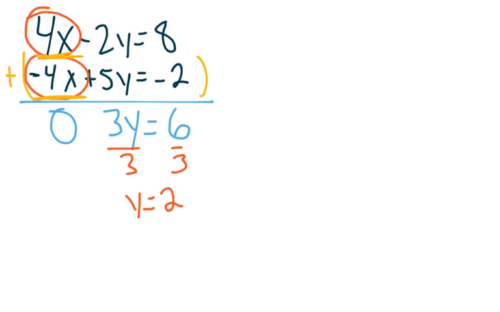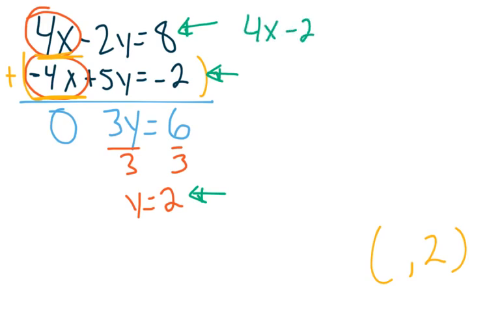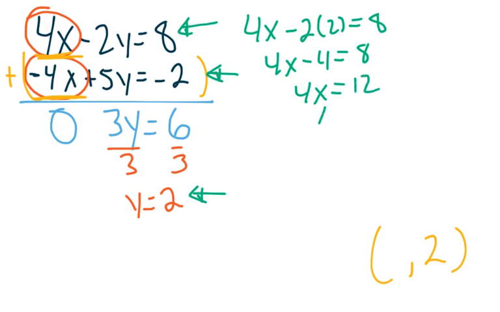So now we have our y term. So now we plug the 2 into either equation. We plug it into the top equation or the bottom one. It really doesn't matter. Both will cause us the same amount of work. So 4x minus 2 times 2 equals 8. 4x minus 4 equals 8. 4x equals 12. x equals 3.